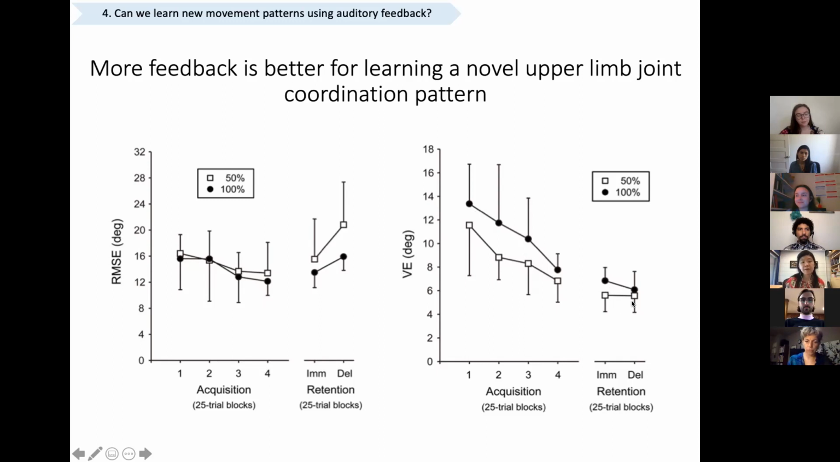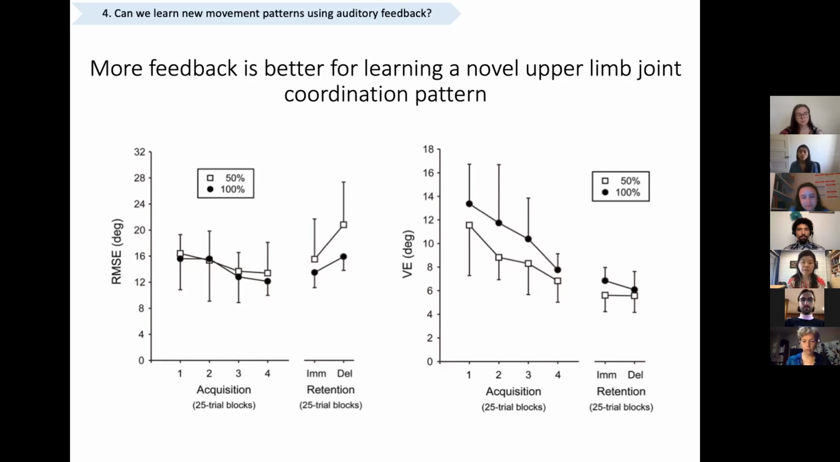But here we think that, I told you about the guidance hypothesis, but we also think that rule or that notion may not always be true, that more feedback is not good for learning, because it really depends. It might depend on the type of skill that you're asking participants to engage in.